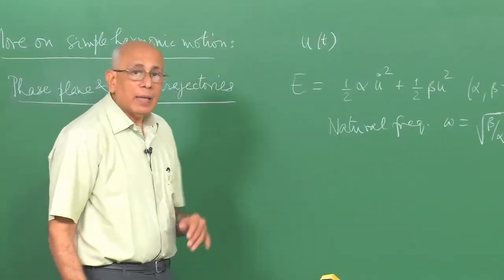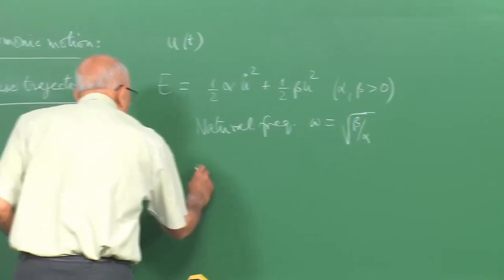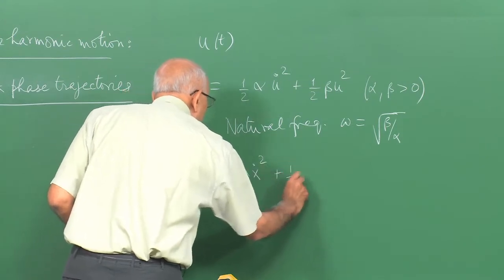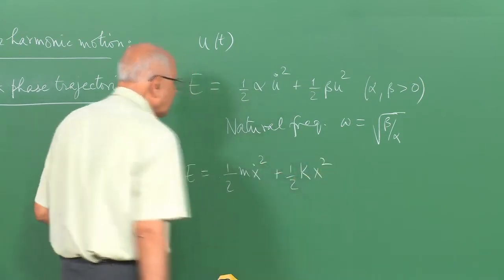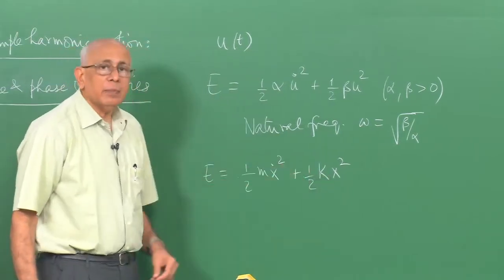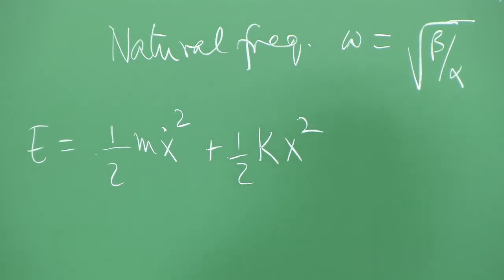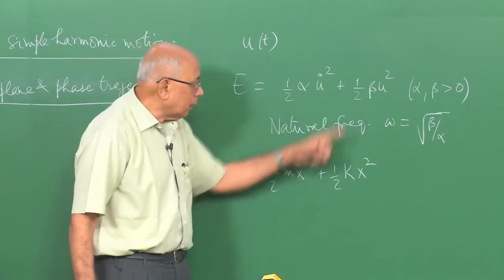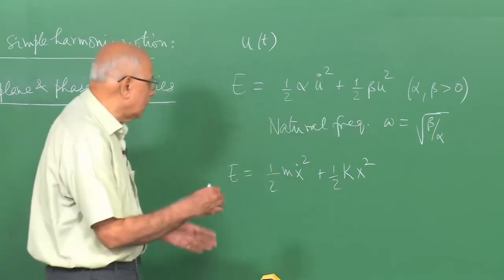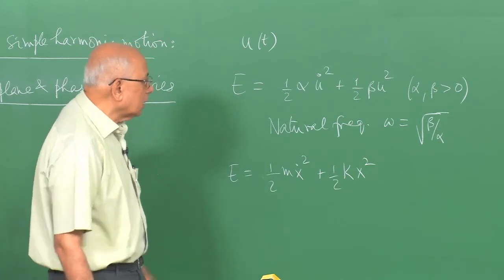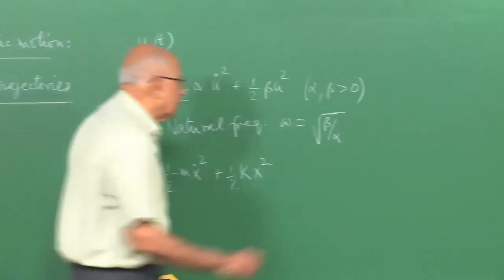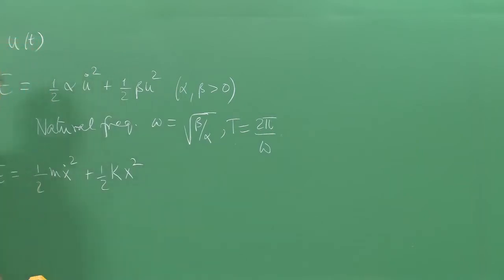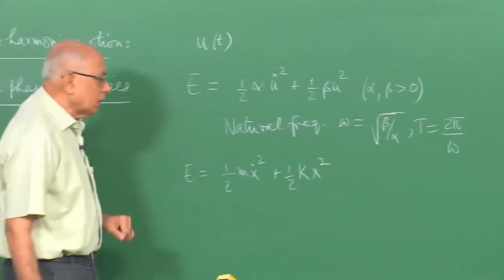In the case of the spring and mass system, we saw that the energy was E equal to 1/2 m x dot squared plus 1/2 spring constant times x squared. So in that particular problem, x had the physical meaning of a displacement from some center of oscillation, and the coefficient alpha was just the mass of the oscillator, and the coefficient beta was the spring constant here, and the ratio of these two gave you the square of the natural frequency. The time period is of course 2 pi over omega. So that was one basic characteristic of simple harmonic motion.